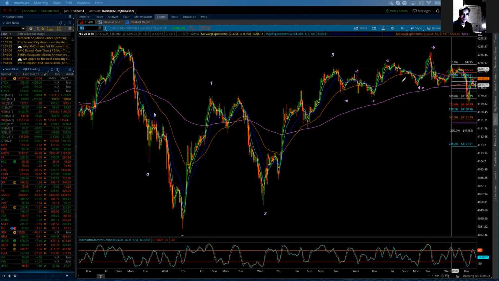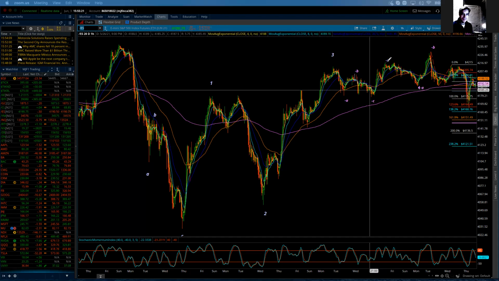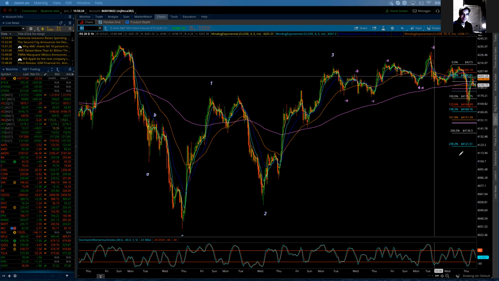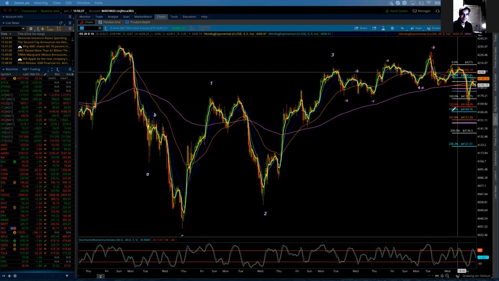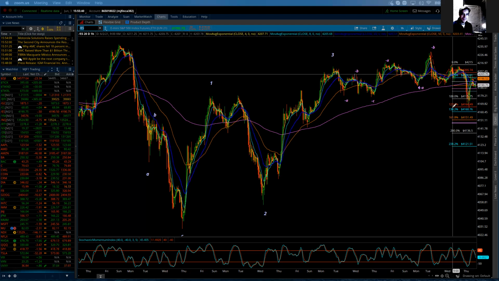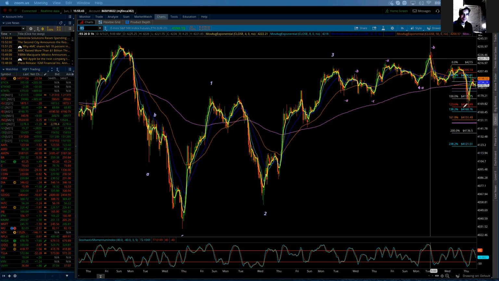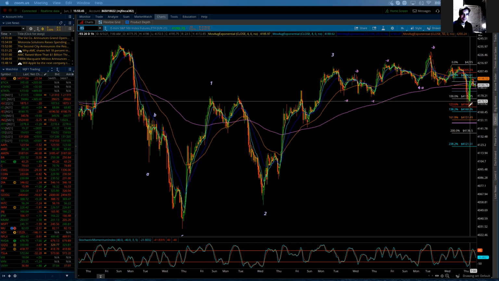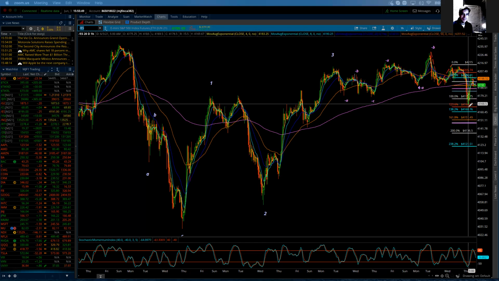In that count, this has turned into a double ABC, where this is the first ABC separated by an X wave, and then we got the A and the B, and now we're dropping in a C wave. The market reached support today at 1.236. That's where wave C would be equal to wave A, at 1.236 times the wave length of wave A, at 4,166. It got down to 65.25, I believe, and then it put in a decent rally.